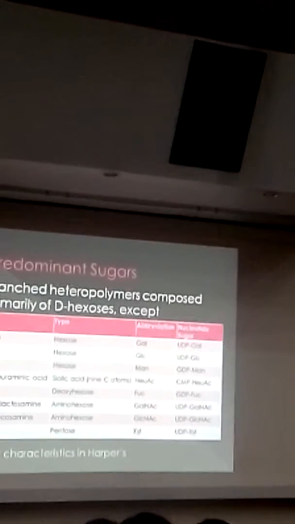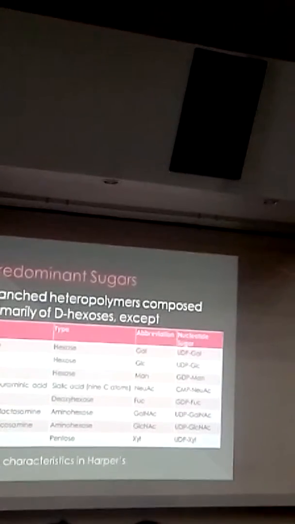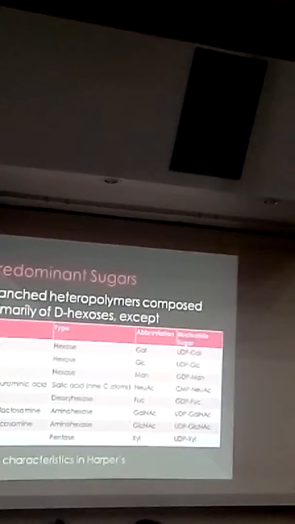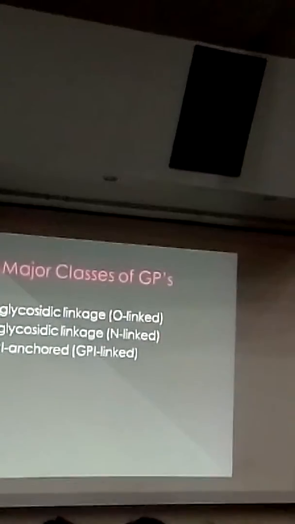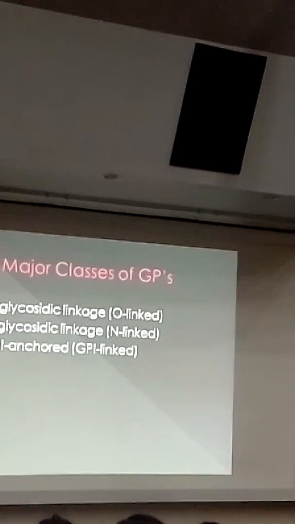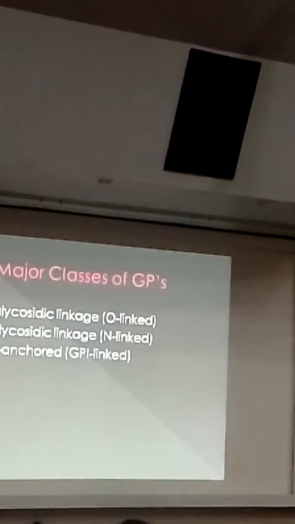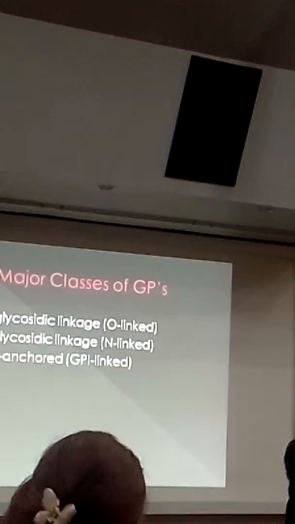You don't have to memorize them, just be familiar with which ones are for O-link, which ones are for N-link, which ones are common for both, or for GPI. And these are the 3 major classes of glycoproteins. You have the O-glycosidic linkage or O-link, the N-glycosidic linkage or N-link, and the GPI-anchored or GPI link.